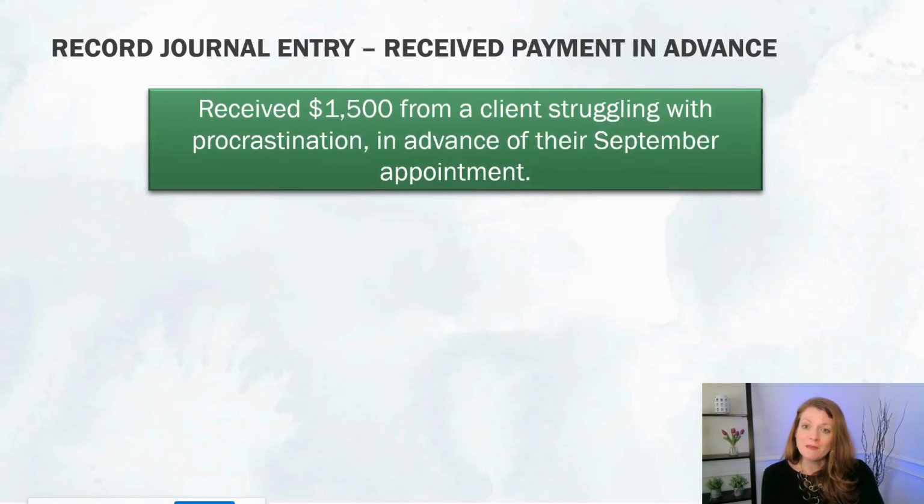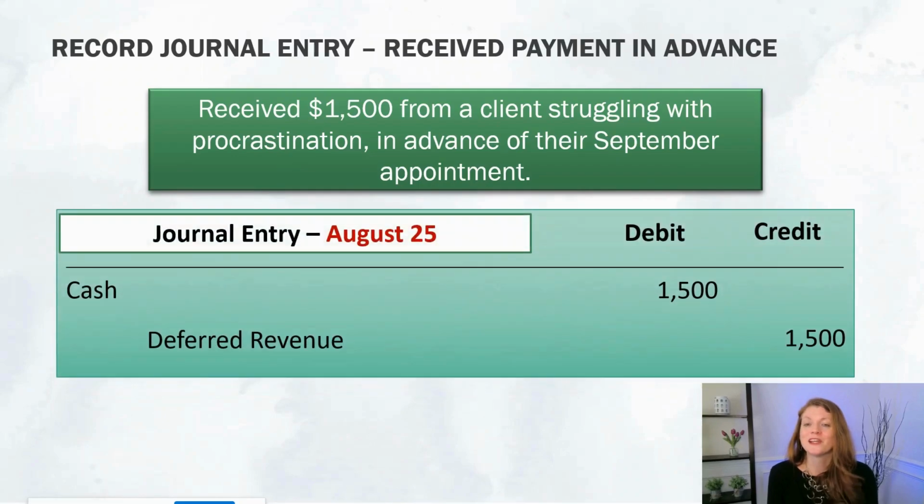Then they receive a payment in advance. They receive $1,500 from a client struggling with procrastination in advance of their September appointment. Looks like they're doing a better job with their procrastination already. So we got money, but we haven't done anything for it yet. This is August. We're not actually going to do anything for it until September. Do you remember what account you put this in if you haven't actually given them anything yet? We're going to show the cash coming in. We have to record it because we got cash. But since we haven't earned it yet, we're going to put this in a liability account, deferred revenue or unearned revenue.